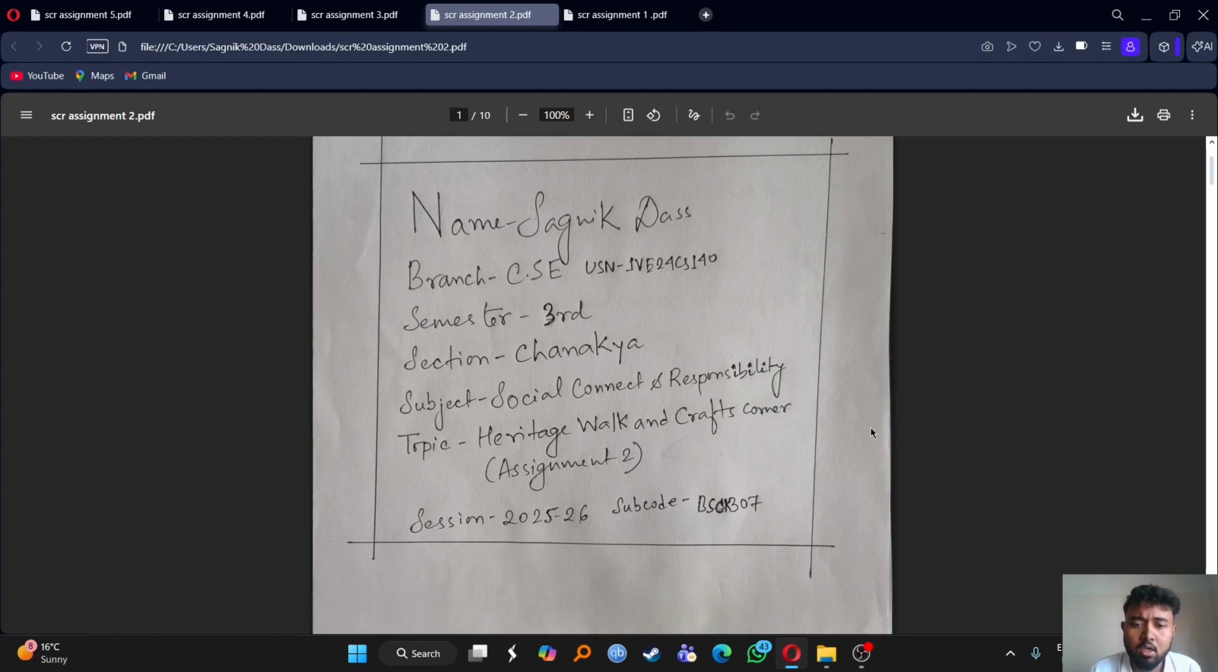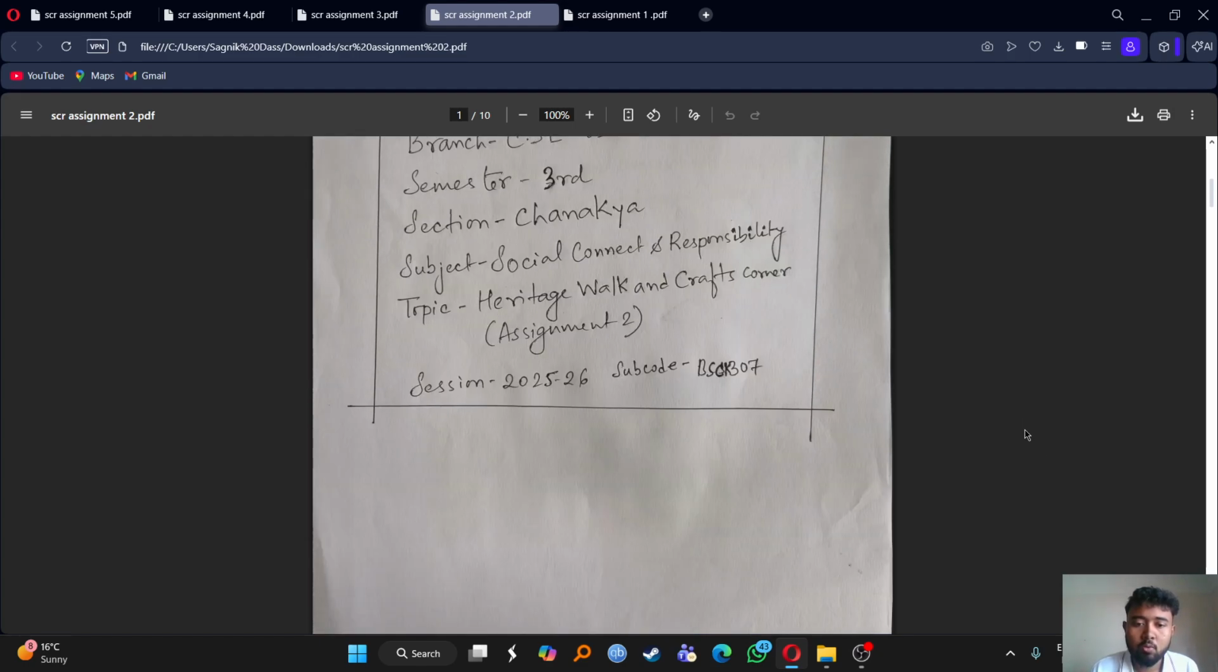Assignment 2 is like heritage work and crafts corner. It is an activity where we have to visit some nearby historical place and gain some knowledge, do a photography vlog, and collect various information that is not usually available on the internet, or something which we need to learn throughout the course of our life.